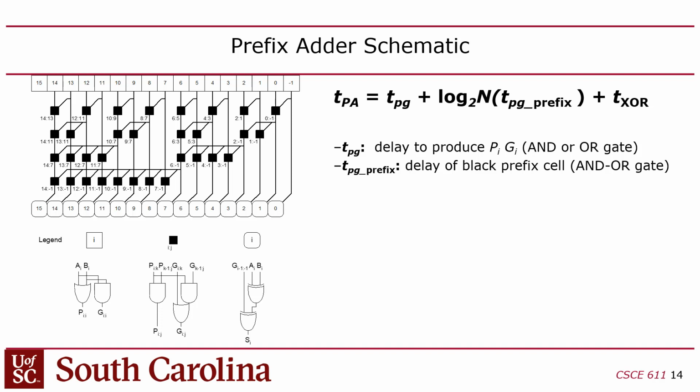Okay? And then once you go through that first level, you have P and Gs for just pairs of bits, right? 14 down to 13, 12 down to 11, 10 down to 9, 8 down to 7. And then you take each one of those pairs and you can combine them together. But you're not necessarily just putting pairs together, because you can also do stuff like this.